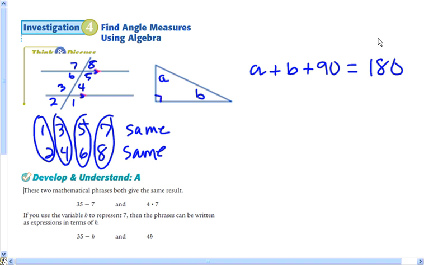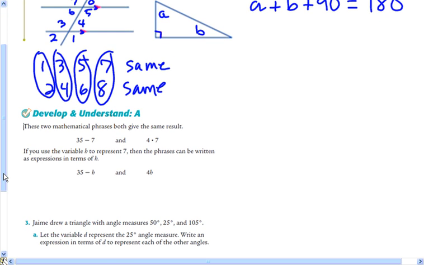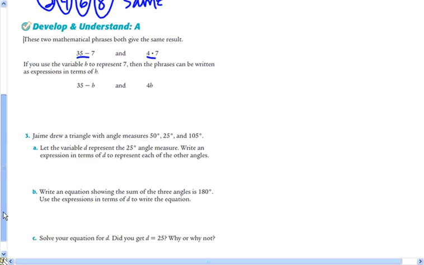So let's just look at some things here. Remember that there are a lot of different phrases that can all give the same result. Like these two, if we simplify them, we get 28. And if we replace the 7 with an h, we get 35 minus h, 4h. Those will only be true for a certain value of h, which is 7. All right? So let's do the first problem here.